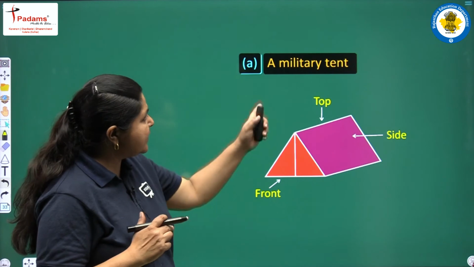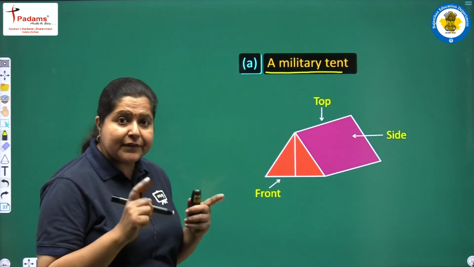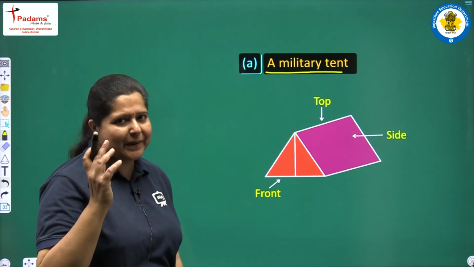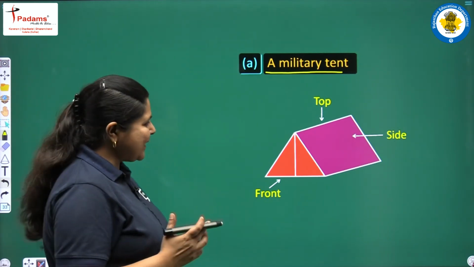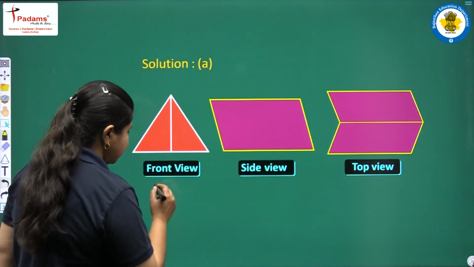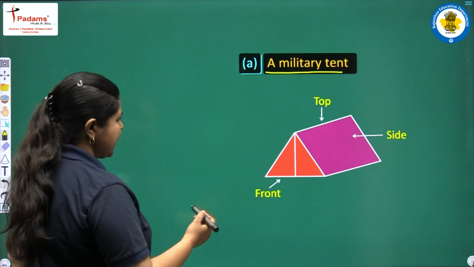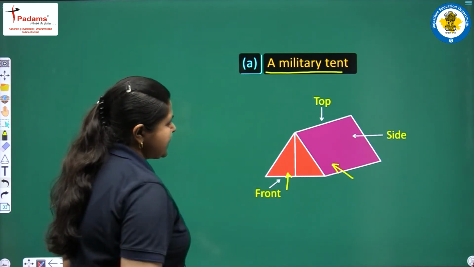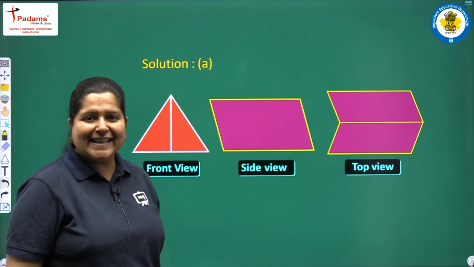This is a military tent, and now you have to draw its front view, its side view and its top view. Let's pause the video and make it yourself, and we will write the answer here in the meantime. You can check it from here. This is the front view of the military tent. This is the side view. See, from here this is the front view, this is the side view, and if you look from the top, this will be the top view. Getting it? It's easy and interesting.